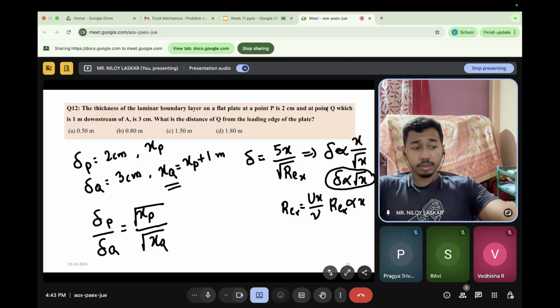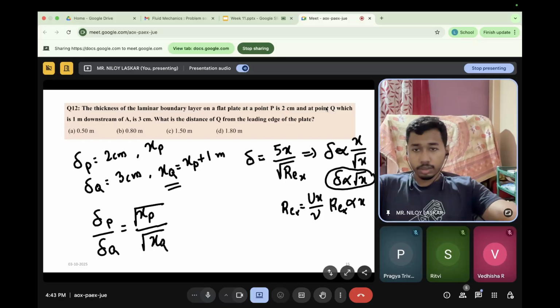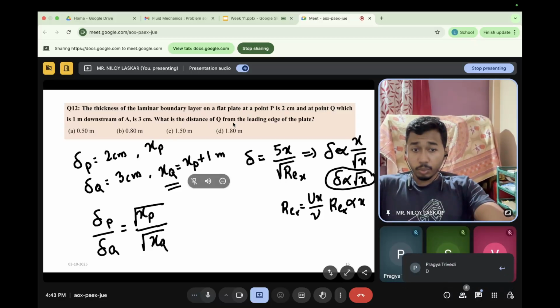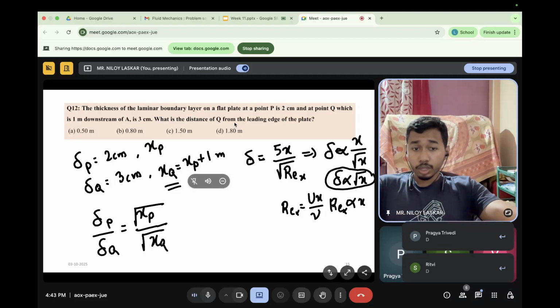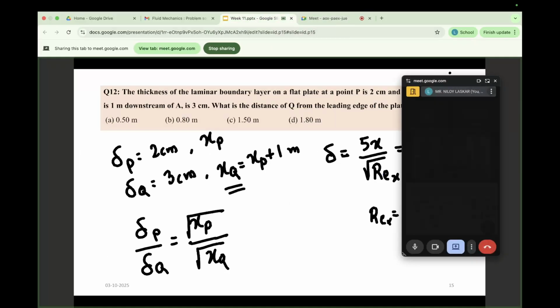So anyone? So please try. Vidisha answered option B, 0.80. Just a minute, just see the distance of the point Q from the leading edge. So that is already given, which is 1 meter downstream of A, right?